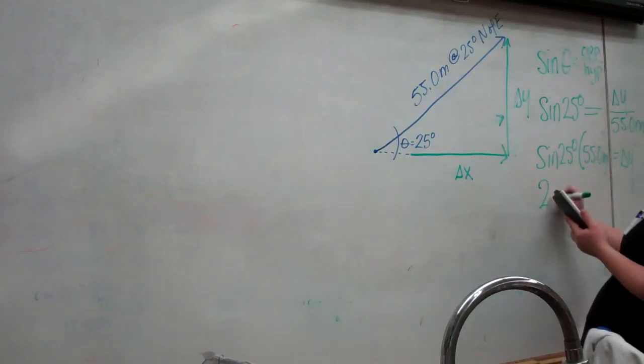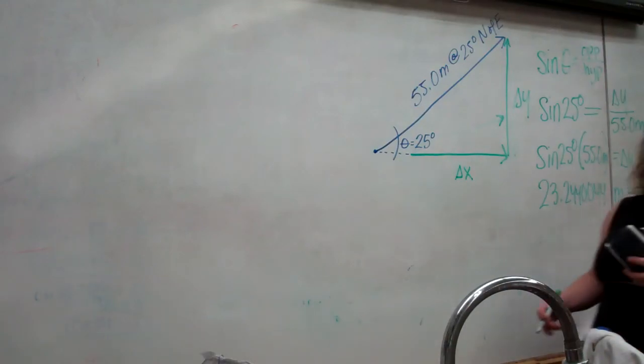What do we have, Allie? 23.244044 meters equals delta y. Okay. Can we find delta x?